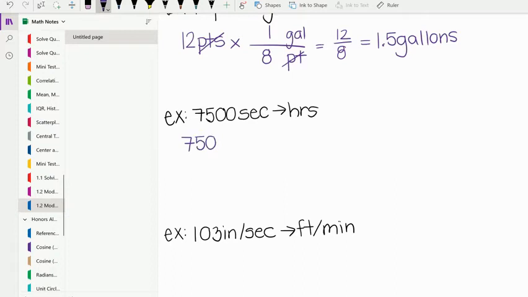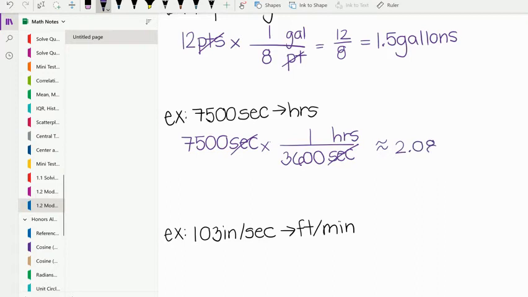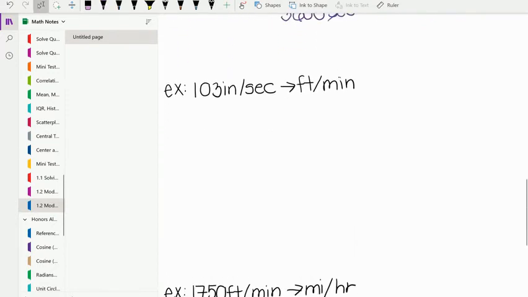7,500 seconds to hours. All right, so again, we multiply by a conversion factor. Seconds goes on the bottom and hours goes on the top. So you always put what you're trying to get rid of on the bottom and then what you want on the top. And then you have to figure out, what do I know about seconds and hours? And we learned that 1 hour is 3,600 seconds. Okay, so seconds cancels, and then you're going to put that in your calculator. So 7,500 divided by 3,600, and you get 2.083. Again, I'm going to use the squiggly lines. So 2.083 hours.